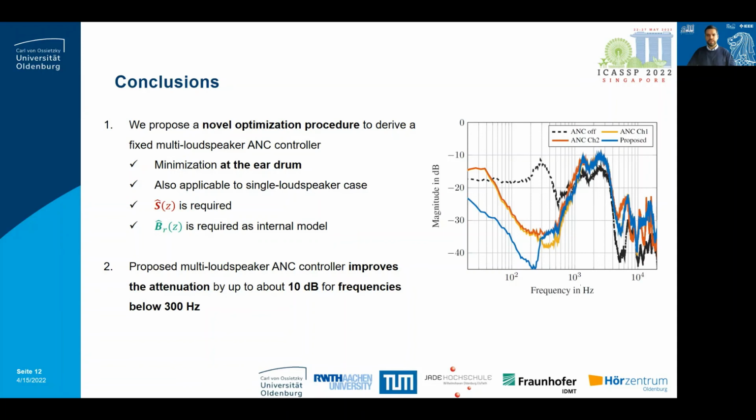Using acoustic transfer functions measured with an in-ear headphone prototype with 2 loudspeakers, the proposed multi-loudspeaker ANC controller was compared to 2 single loudspeaker ANC controllers using the same total amount of filter coefficients. Simulation results with a diffuse noise field showed that the multi-loudspeaker ANC controller effectively improves the attenuation by up to about 10 dB for frequencies below 300 Hz when compared to both single loudspeaker ANC controllers.